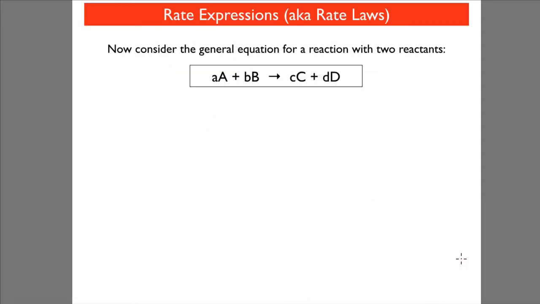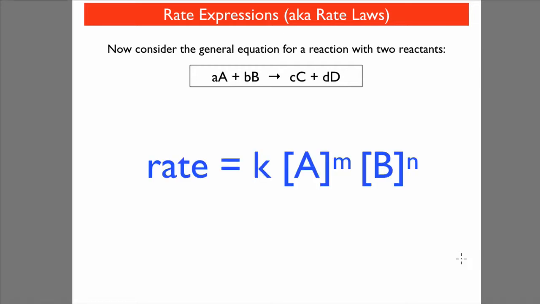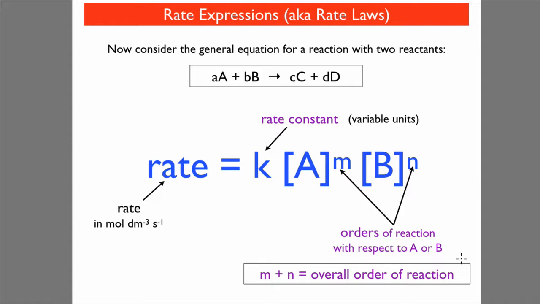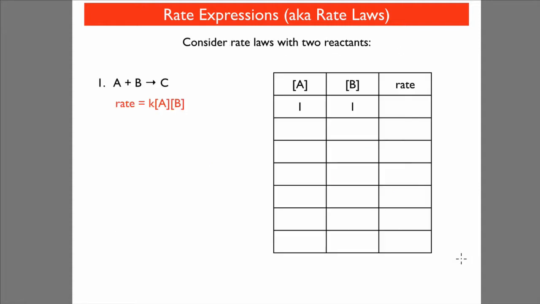Okay, obviously we won't always be dealing with just one reactant. Often, or ordinarily to be honest, there's more than one reactant. So let's consider the general equation for a reaction with 2 reactants. The rate in moles per decimeter cubed per second. We've got the rate constant there, which can be variable. We've got the orders of reaction with respect to A or B. And M plus N, if you add those orders up, you get the overall order of the reaction.